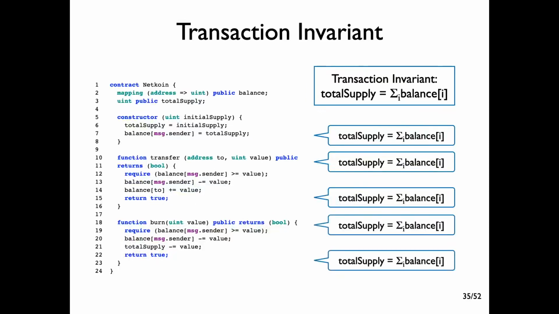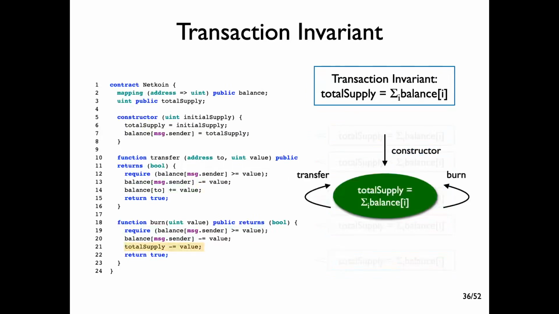Finally, suppose the transaction invariant holds at the entry of the burn function. Then, the invariant is preserved at the exit of the burn because the balance and the total supply are decreased by the same amount. The concept of the transaction invariant can be depicted as shown in the slide.